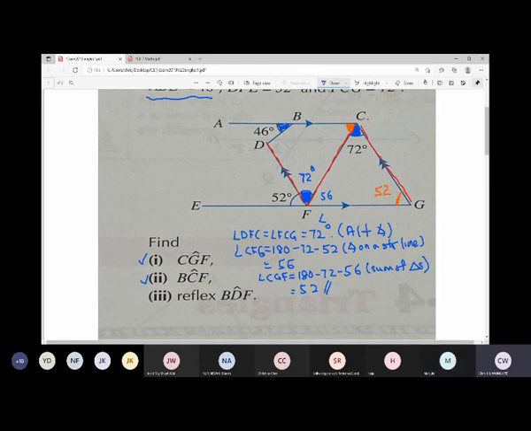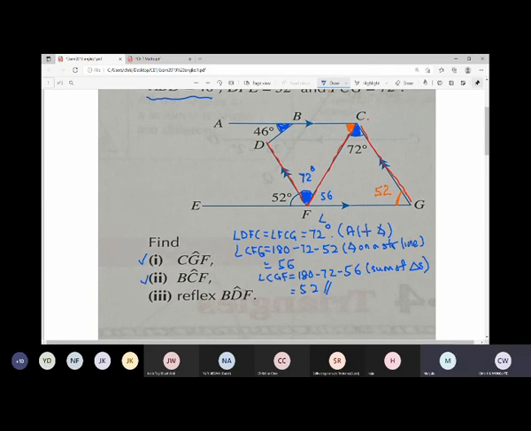Oh no. You cannot say 46, that's why angle B is 46. You must tell me ABD is 46. Angle ABD is 46, angle DFC is 72 degrees. So BCF is 46 because it's alternate angles.